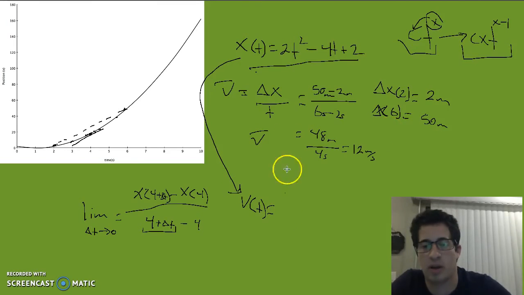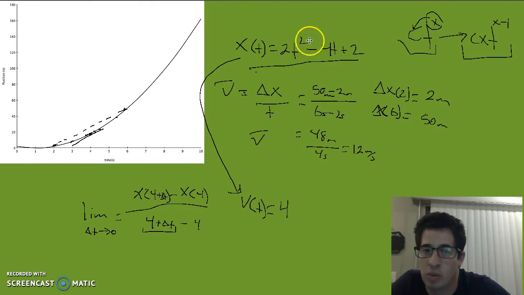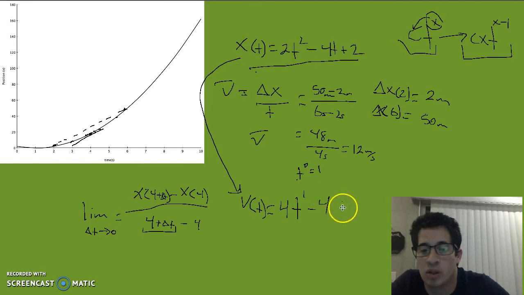Okay, to follow that process here, we take the exponent multiplied by the coefficient. 2 times 2 is 4. And then we subtract 1 from the exponent. 2 minus 1 is 1. Okay. Next term, we're going to do the same thing. This is t to the first power. So 1 times negative 4 is negative 4. T to the first, 1 minus 1 is 0. Well, t to the 0 power is equal to 1. So the t goes away.